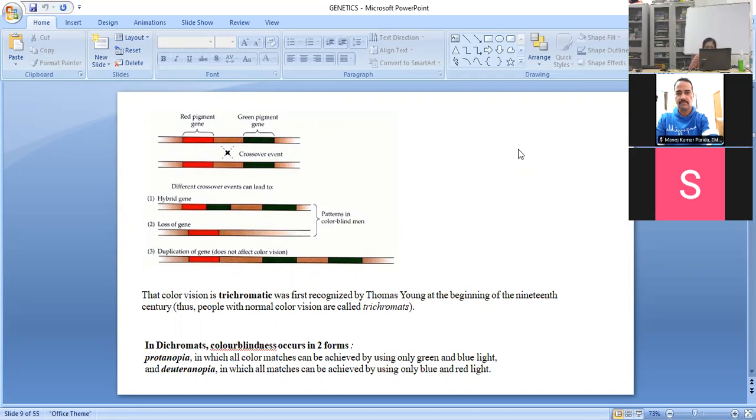In dichromats, the color blindness occurs in two forms, as I have already shown in the pictures. One is protanopia, the other is deuteranopia. In protanopia, all the color matches can be achieved only by using green and blue light. Red, they are not able to distinguish. And in deuteranopia, all the matches can be achieved using only blue and red light. They cannot distinguish green light. So these can also be put as objectives. Protanopia, we know, revolves around the red pigment. So we can put all four options and ask the students which one to eliminate. Similar for deuteranopia as well as trichromatic vision also.